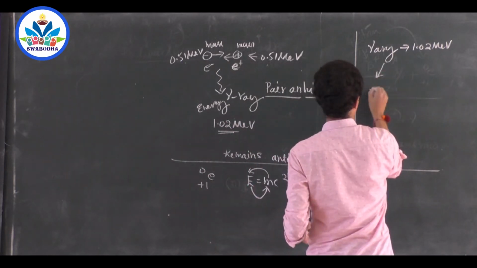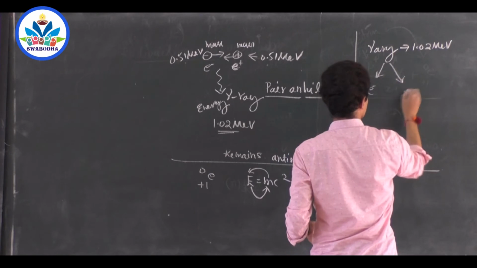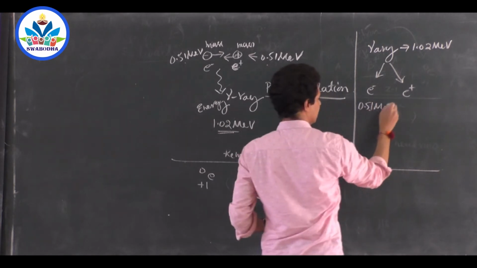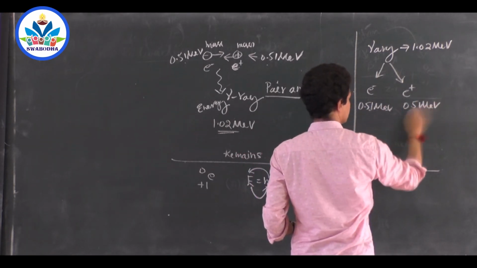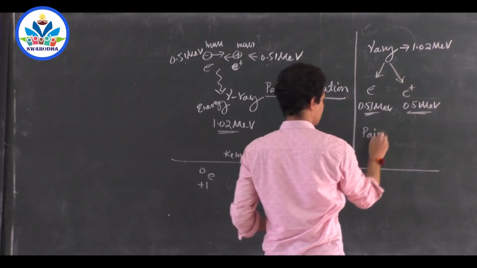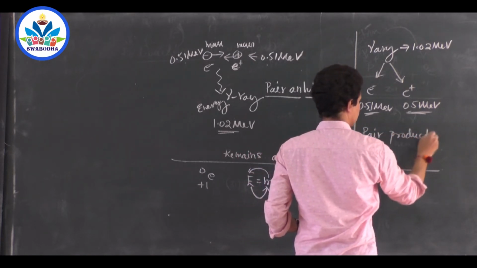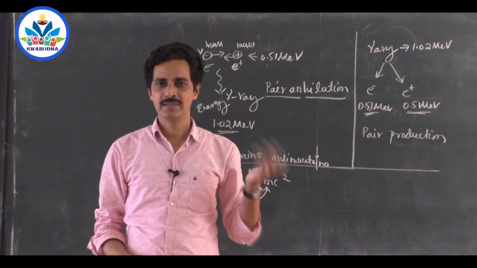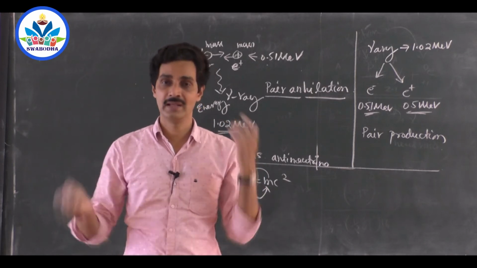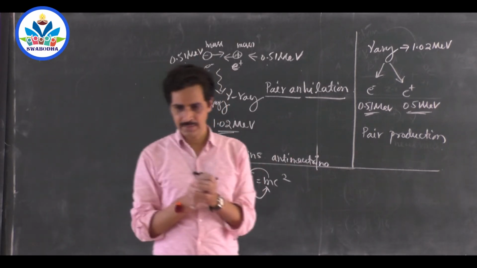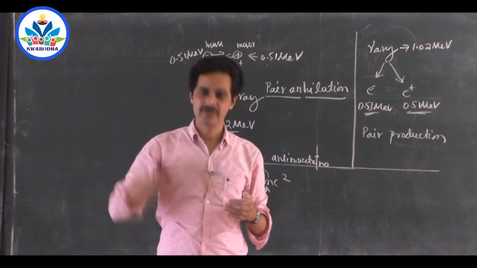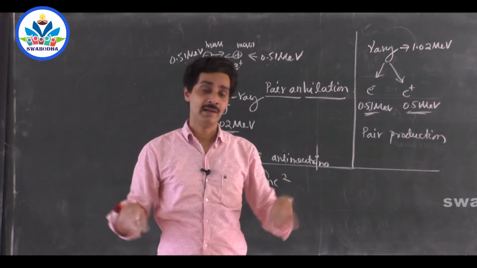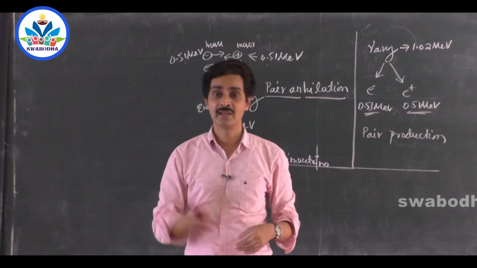One is an electron and another is a positron, and these two will have 0.51 million electron volt kinetic energy, and they move with this kinetic energy. This is called pair production. Energy is lost, and a pair of particle and antiparticle is produced. This is pair production. So this is continuously happening in nature. Electron and positron will combine, a gamma ray is produced, mass to energy, and a gamma ray will split into an electron-positron pair, and energy is converted into mass.